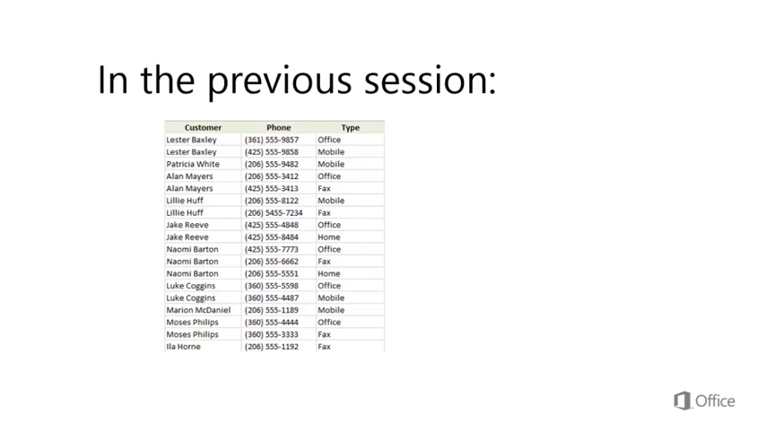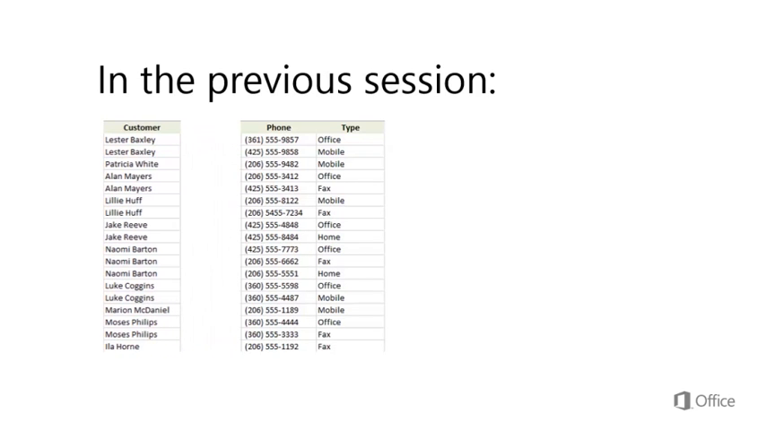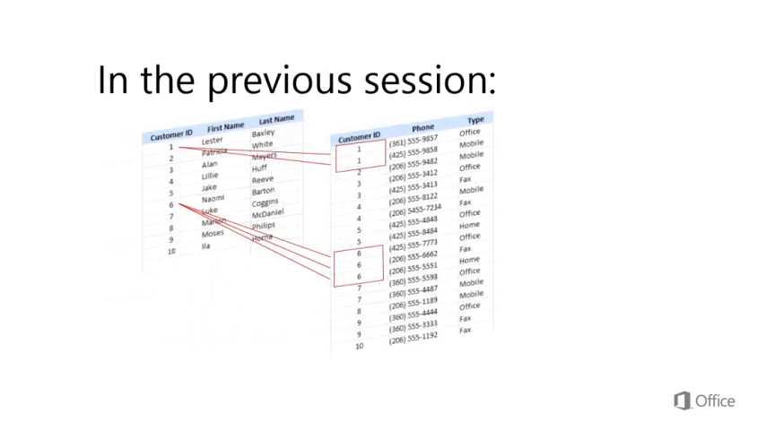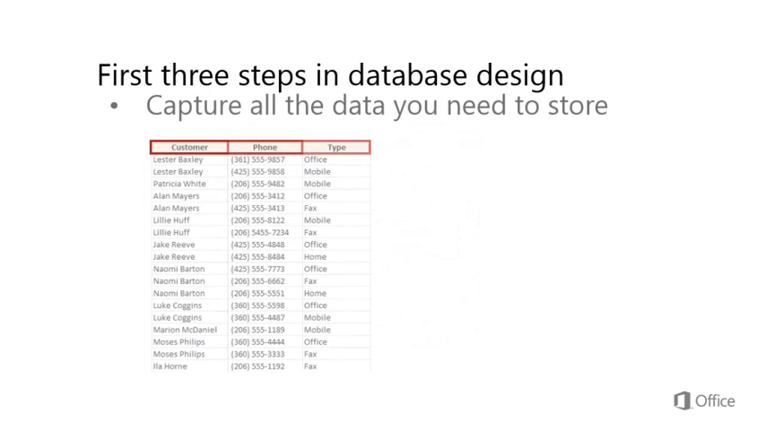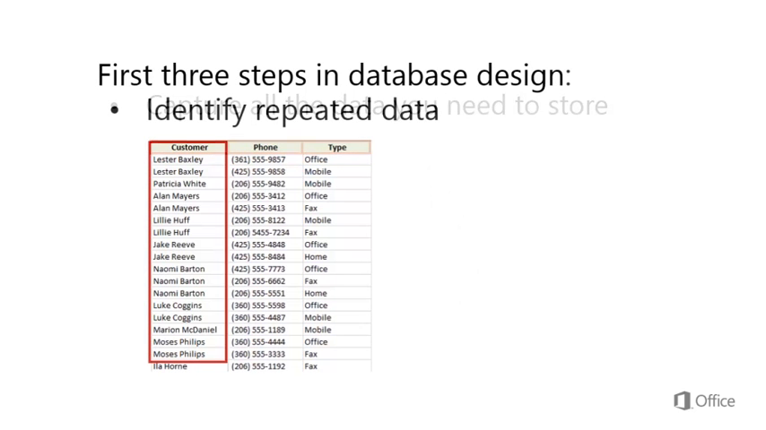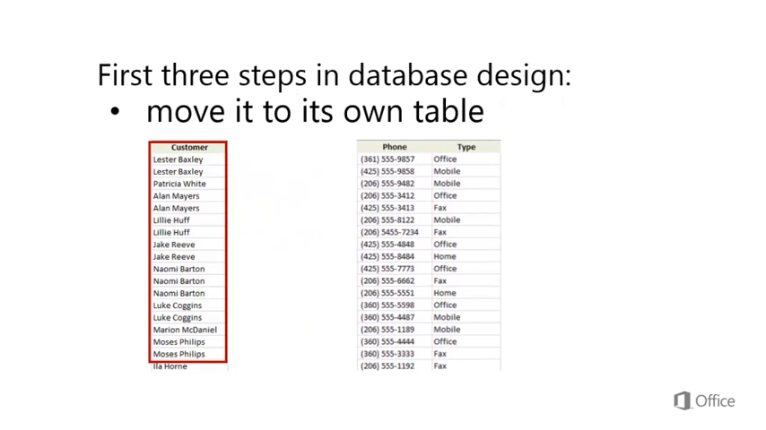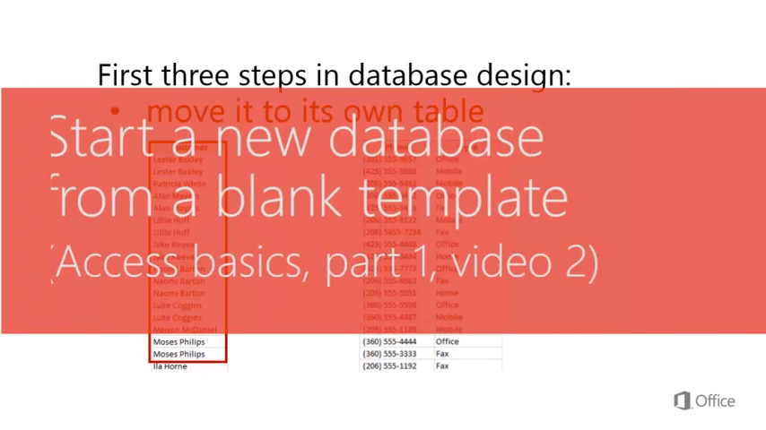In the previous session, we looked at relational structure, dividing your data into tables and linking them with key values. We also covered the first 3 steps in database design: listing everything you need to capture, identifying repeated data, and breaking most of that data into separate tables. So let's start Access and create a new database.